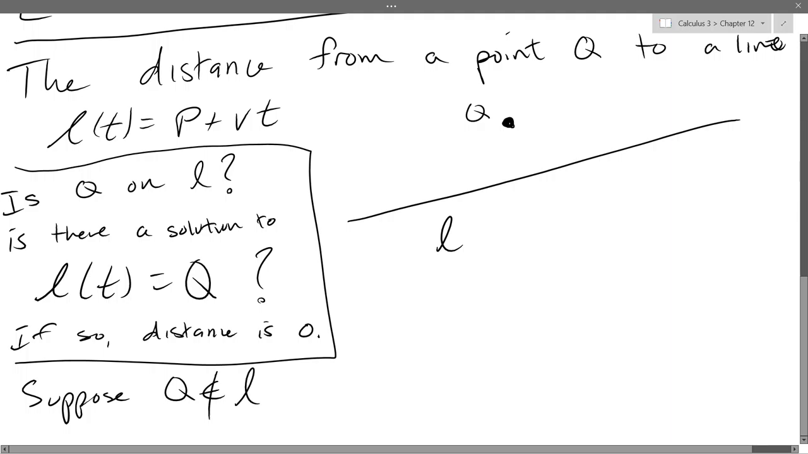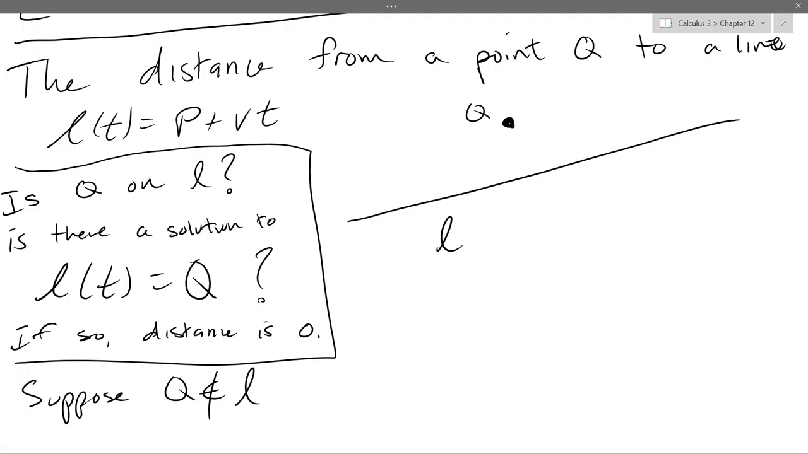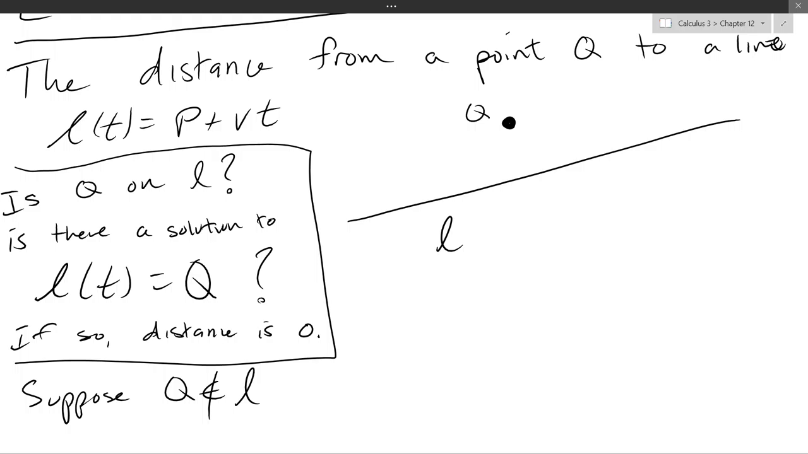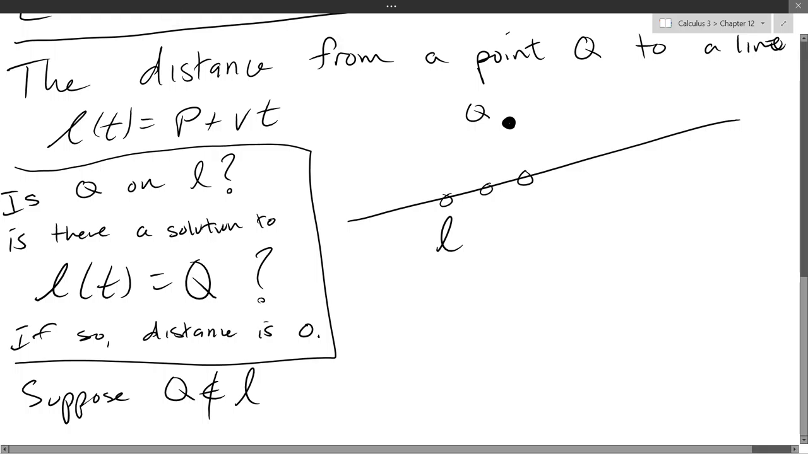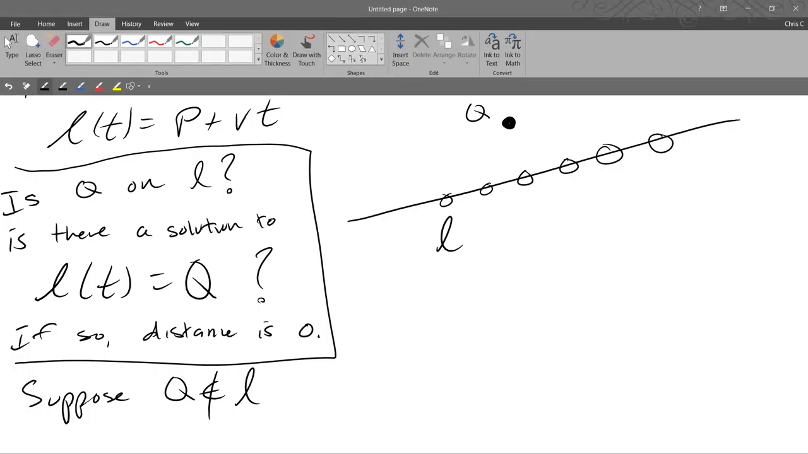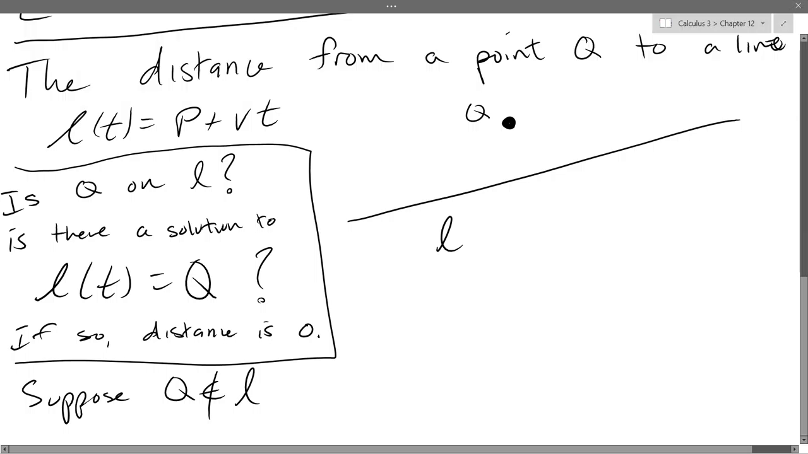So let's put this away. So let's suppose Q is not in L. How do you think we measure the distance from Q to L? Does it matter which point on L that I measure from? Oh, that changed a lot. If I go with this point versus this point versus this point, they're going to have different values. So it matters what point I choose. So we better agree on a point to choose. Closest, probably. Closest, which also happens to be orthogonal.